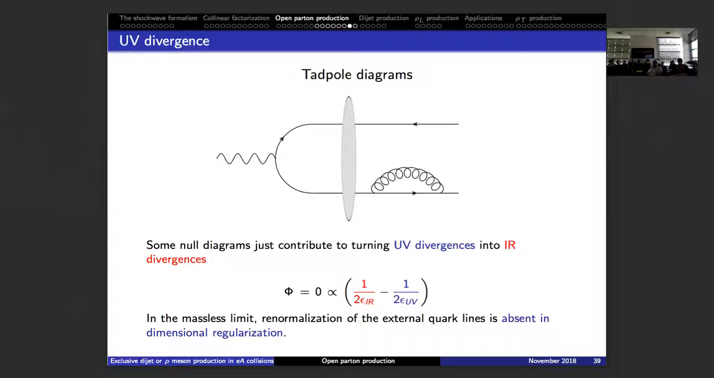Yes, it's zero when it's on shell, but it's not zero when it's off shell in a bigger part of the graph. Yes, but once you performed your collinear factorization and you cancel your divergences, you set those guys on shell.